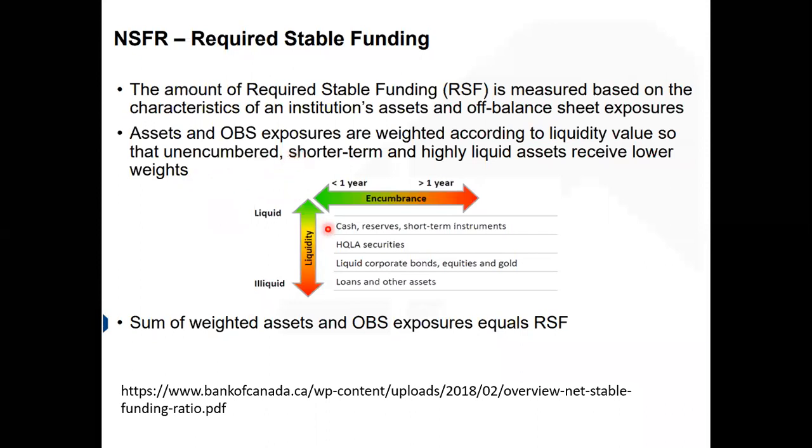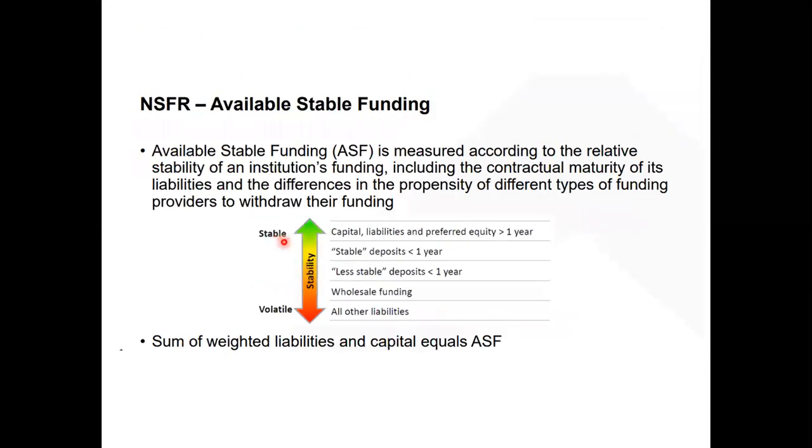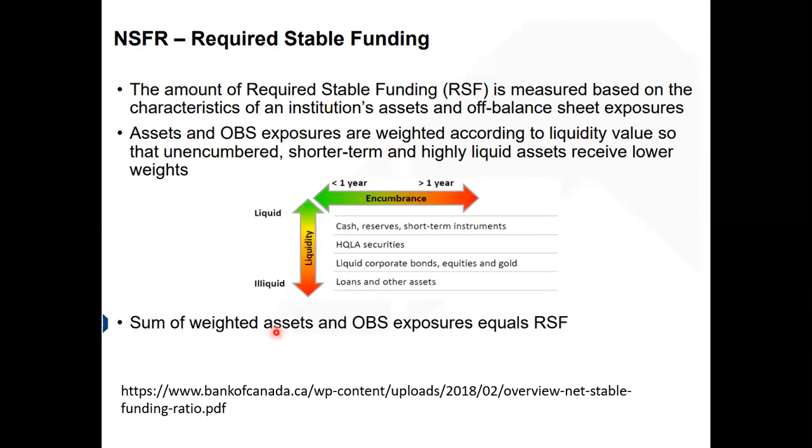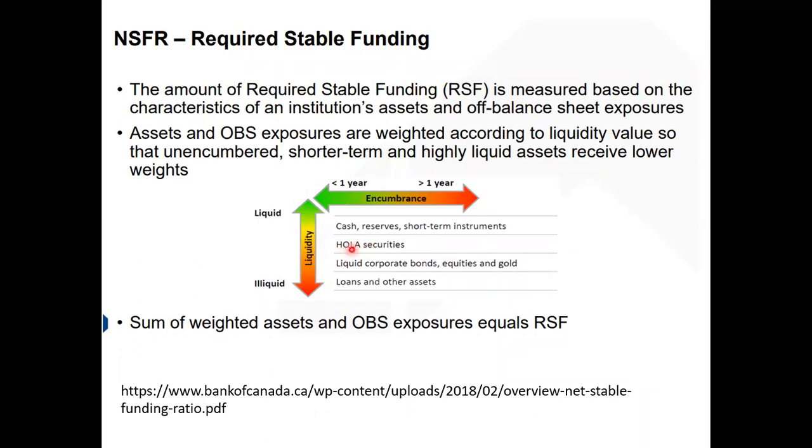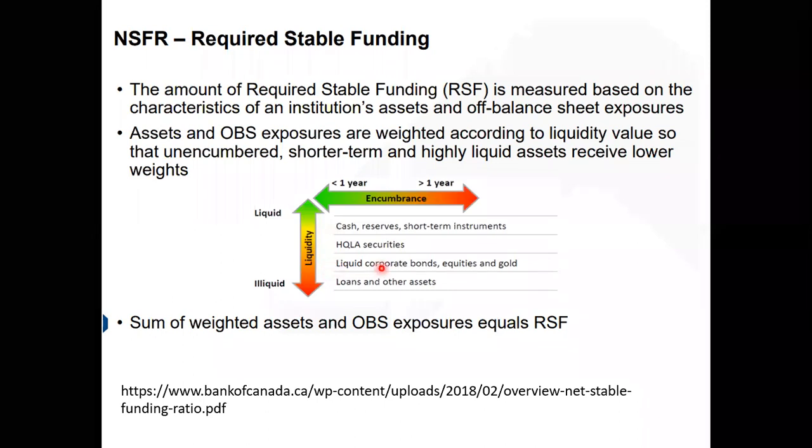Short-term assets will get lower weights. It's a weighted average, right? So here when you look at liquid and illiquid, before you may talk about the stability. Right now here we talk about liquidity. So when you look at the asset side, at the top you can find cash, reserves, short-term instruments, and high quality liquid assets, securities, liquid corporate bonds, equities, and gold.